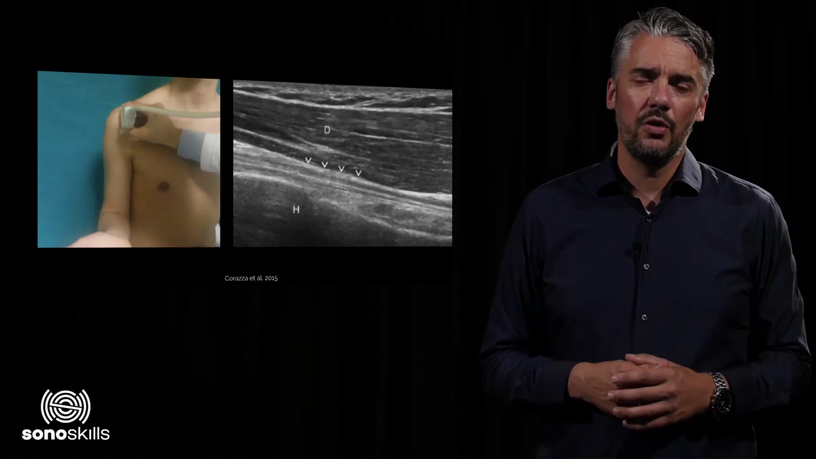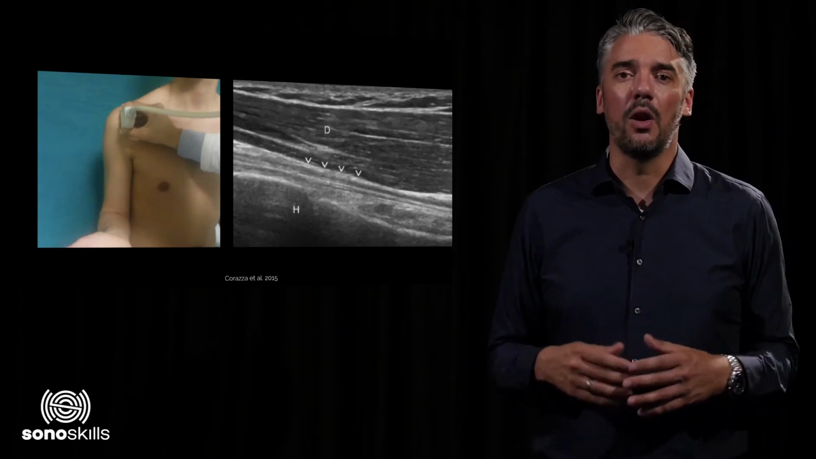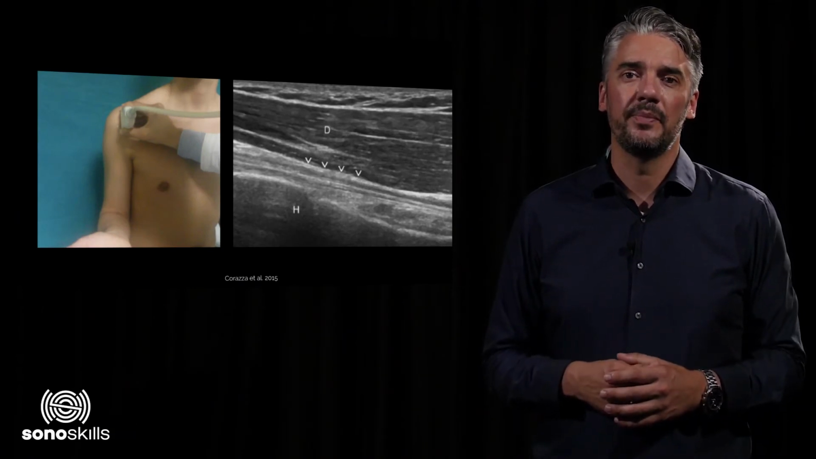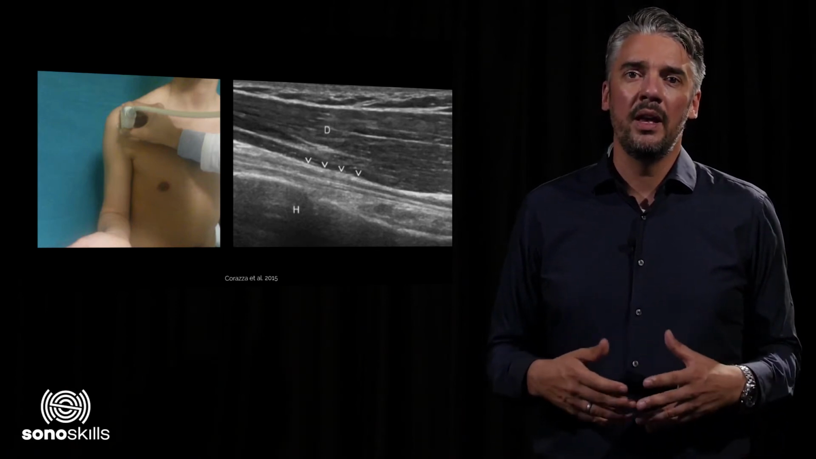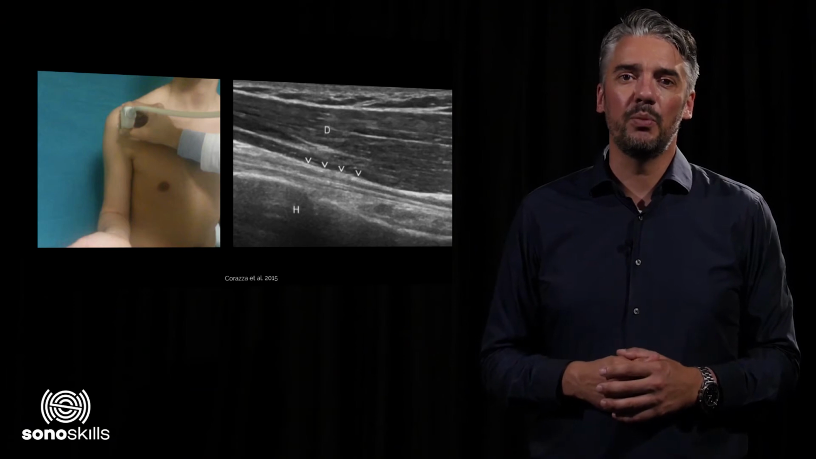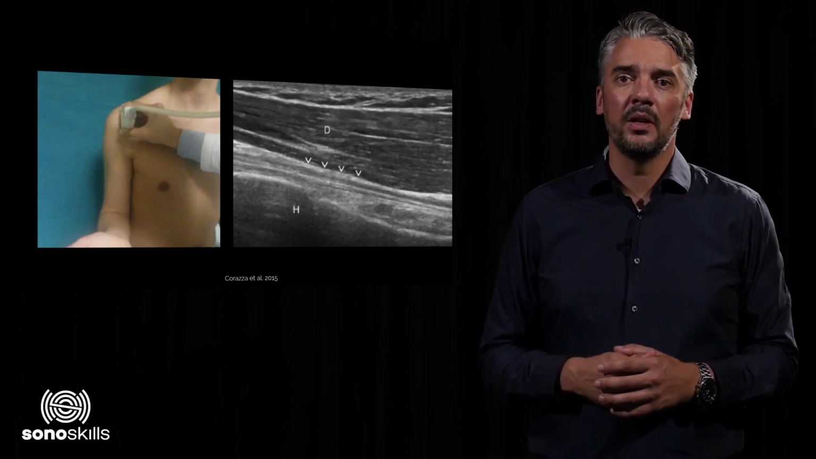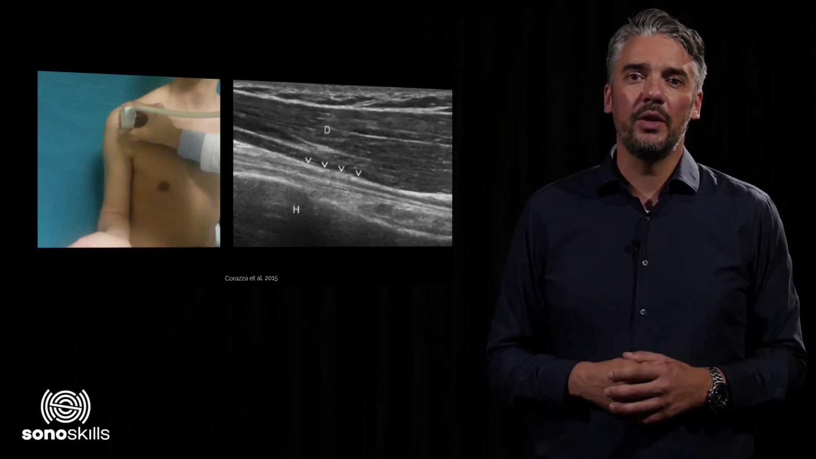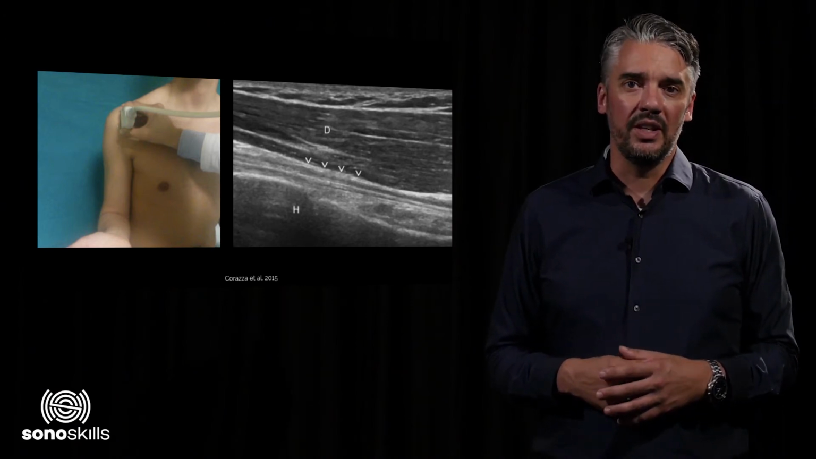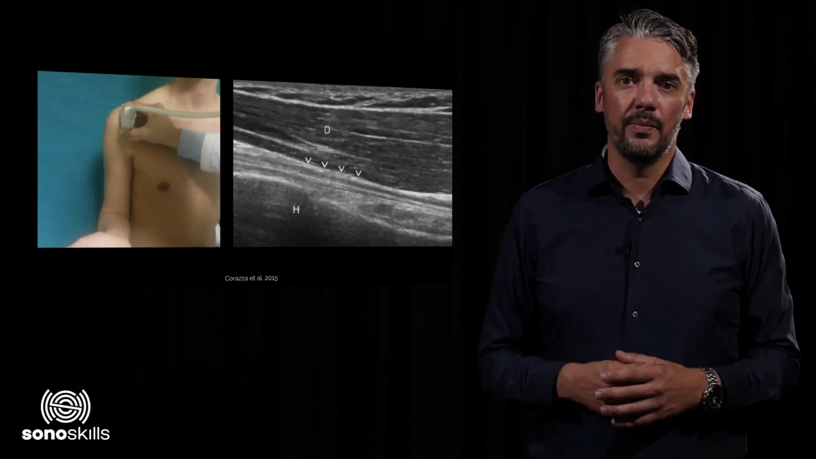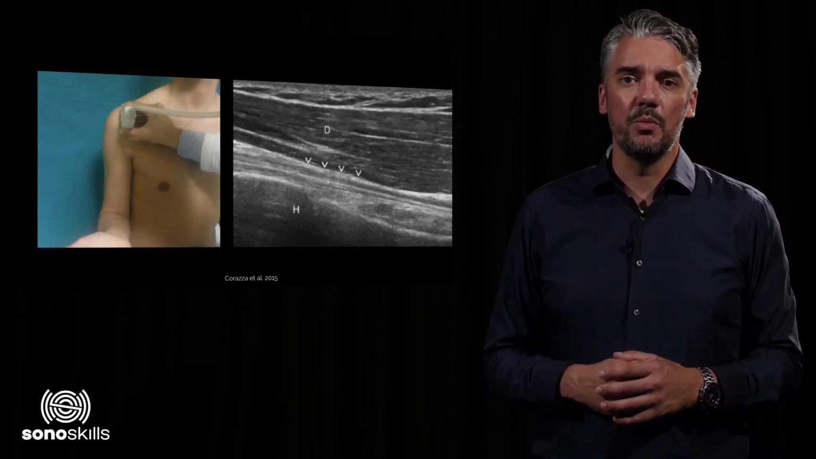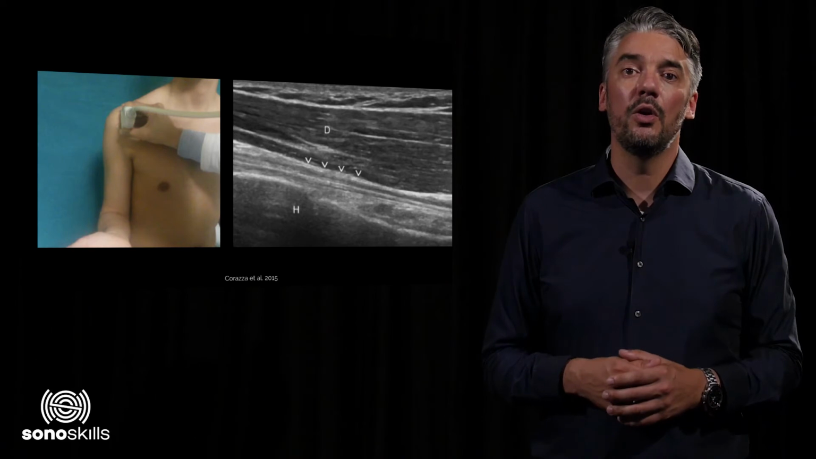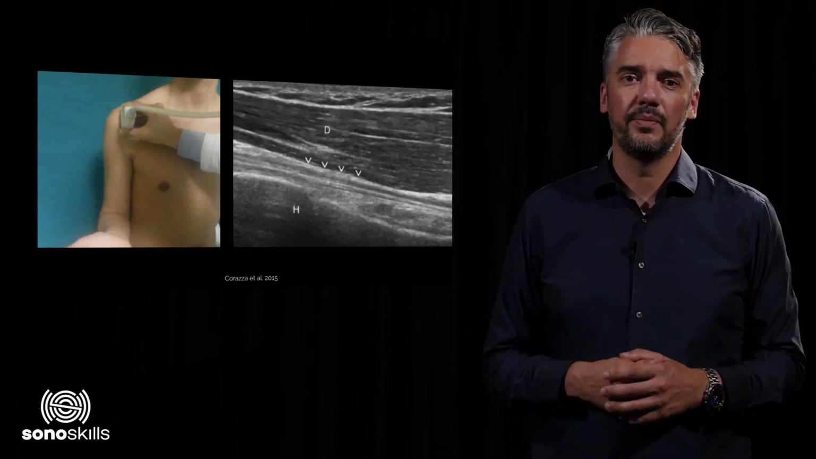This slide shows a longitudinal scan of the long head of the biceps brachii. The transducer is placed on the skin in a way that the marker on the transducer is pointing to proximal. The obtained ultrasound image on the right shows the intertubercular groove, the proximal part, on the left side of the screen, and the humeral shaft, the distal part, on the right side of the screen.